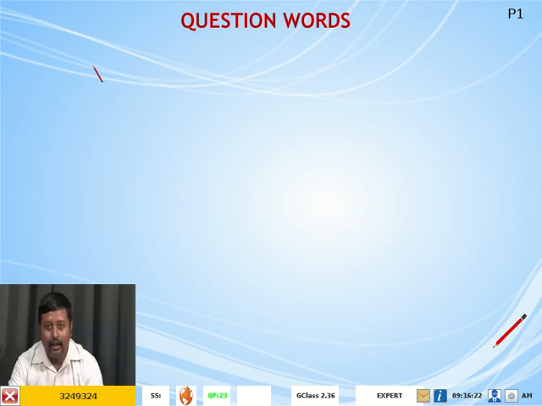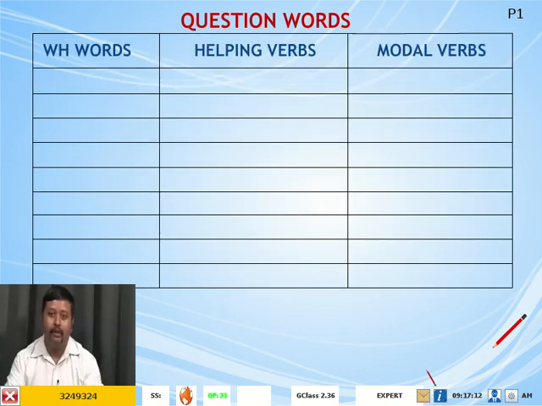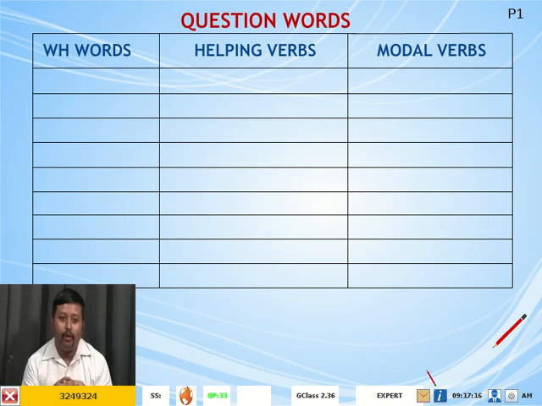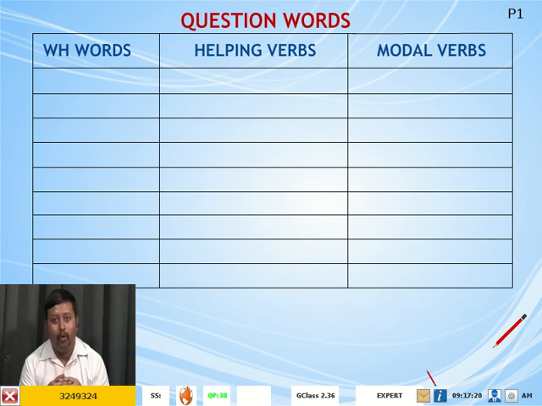Okay? So let's have a look at what we'll have. Let's start. First up, we have a list over here. You all can see. This is called WH words. Then you have helping verbs and modal verbs. Before I go into the details, let me give you some ideas about what these are. First line, you can always see there is something called WH words. These are basically question words.